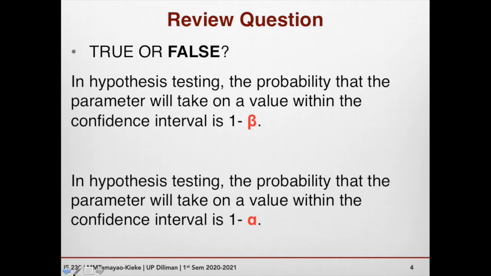Okay, what made it false is this parameter here. In hypothesis testing, the probability that the parameter will take on a value within the confidence interval is actually 1 minus alpha. And again, what is alpha and what is beta? What do they mean? So by now, you should be able to answer that with confidence.